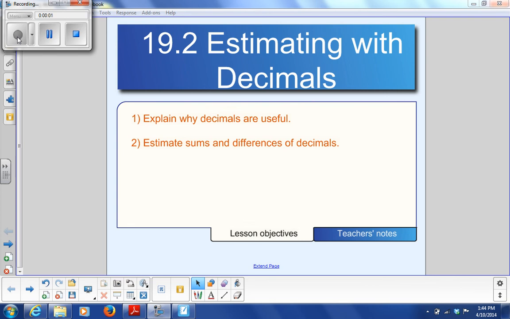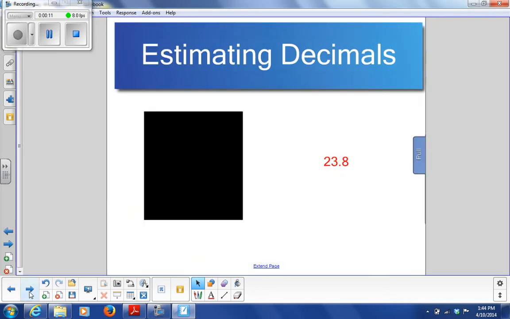Okay, tonight we're moving on with using decimals or estimating decimals to try to figure out addition and subtraction problems. Alright, here are some quick estimating checks. Let's make sure we know how to estimate. We're going to estimate to the whole numbers.